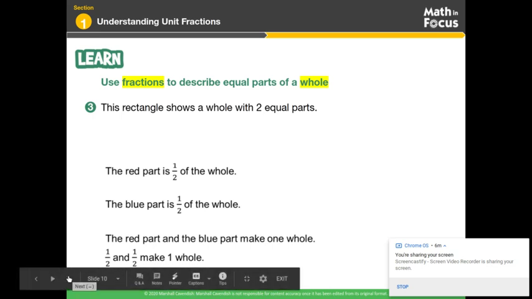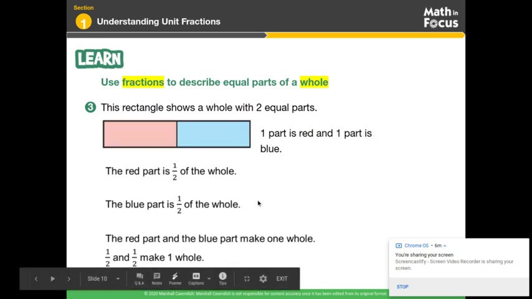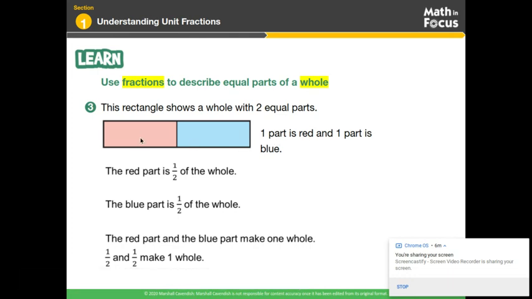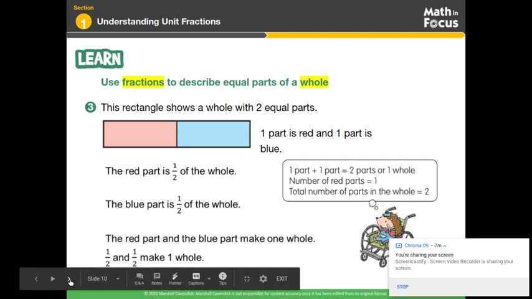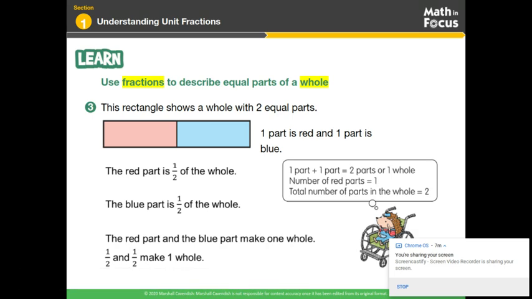This rectangle shows a whole with 2 equal parts. 1 part is red and 1 part is blue. We can say the red part is 1/2 of the whole. The blue part is 1/2 of the whole. The red part and the blue part make one whole. So 1/2 plus another 1/2 make one whole. 1 part plus 1 part equals 2 parts, or 1 whole.